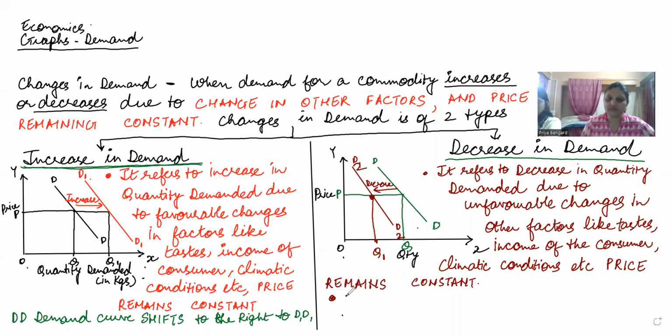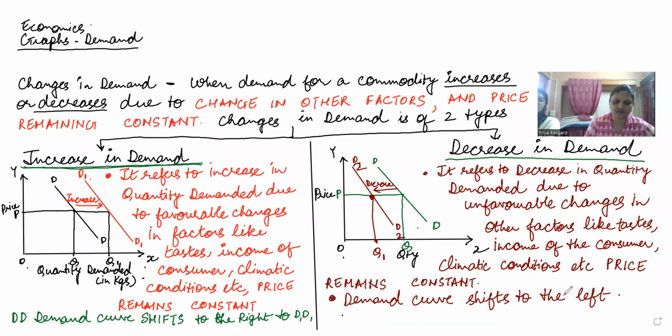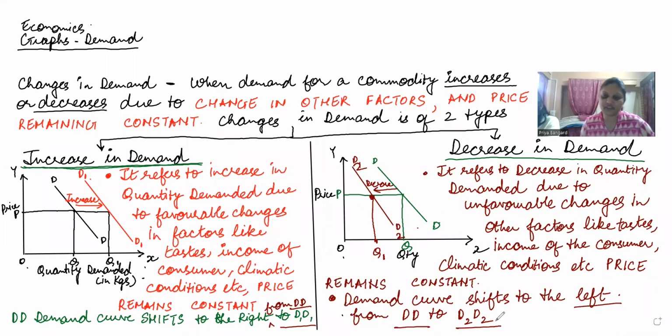नेक्स्ट पॉइंट जो लिखना है, demand curve shifts to the left from DD to D2. इसमें इंक्रीज इन डिमांड में डिमांड कर्व शिफ्ट टू द राइट फ्रॉम DD टू D1 था. इसमें डिक्रीज इन डिमांड में डिमांड कर्व शिफ्ट टू द लेफ्ट फ्रॉम DD टू D2. इसका डिस्टिंग्विश भी आ जाता है साथ में. सो इफ चिल्ड्रन आप ये पॉइंट्स नहीं लिख रहे हैं तो आप डिस्टिंग्विश कैसे लिखेंगे?